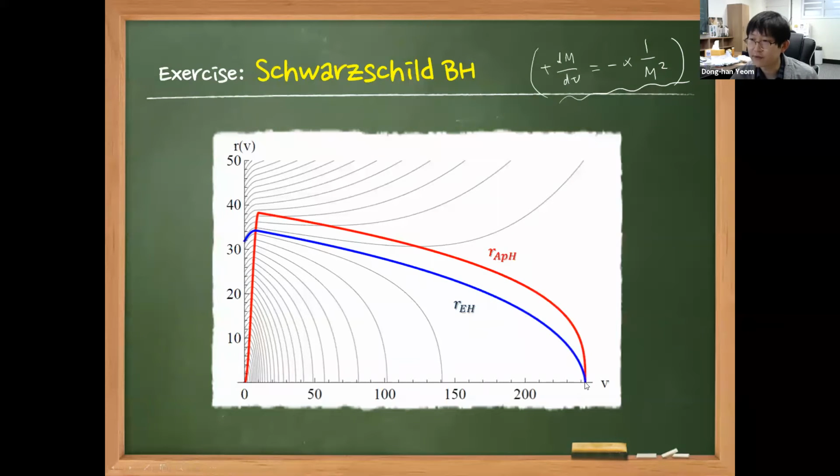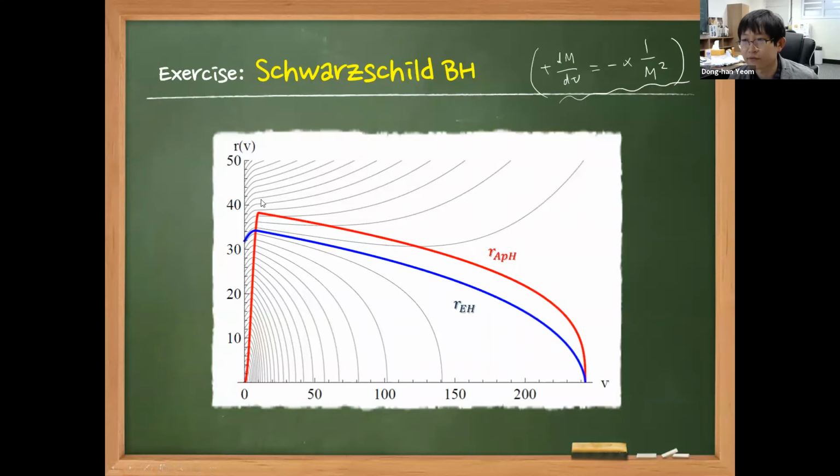And from this end point of the evaporation, you should draw the null direction backward in time. So you draw this null line backward in time, following the Vaidya metric, and then this blue curve becomes the event horizon. This is a numerical computation based on the Vaidya approximation. There is a crossing point, and before the crossing point, the apparent horizon is inside the event horizon. After the crossing point, it is outside.